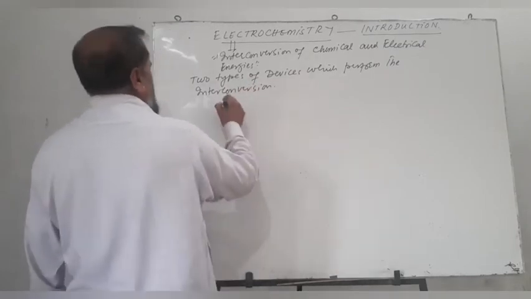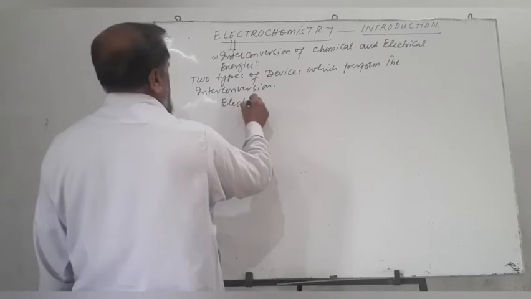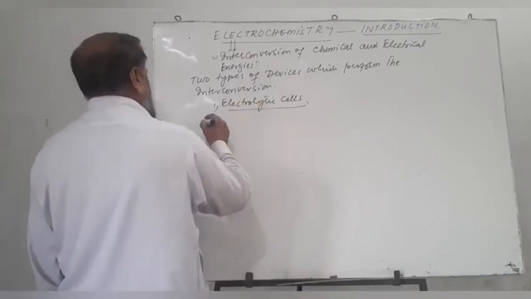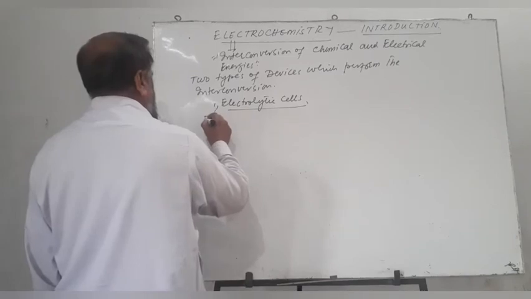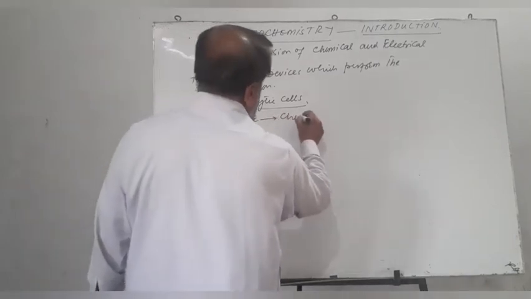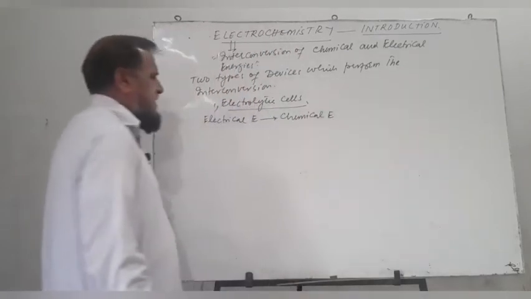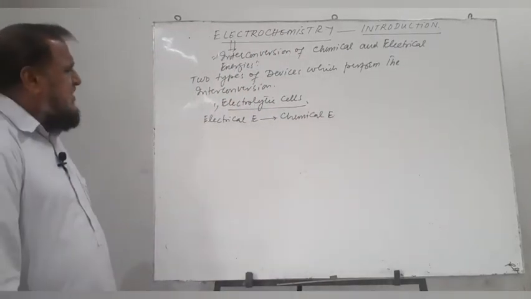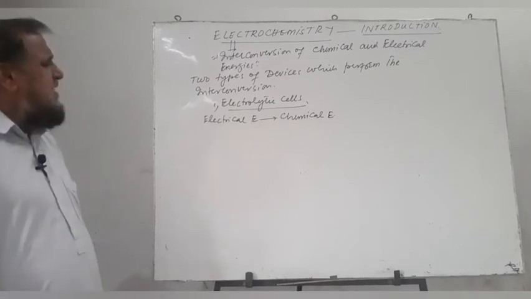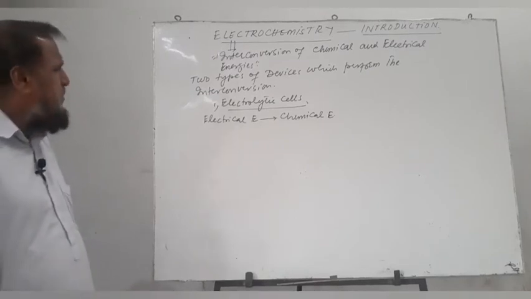First type of devices are known as electrolytic cells. These are the devices which convert electrical energy into chemical energy. In these devices, electrical energy is used to perform a chemical reaction that is otherwise non-spontaneous.